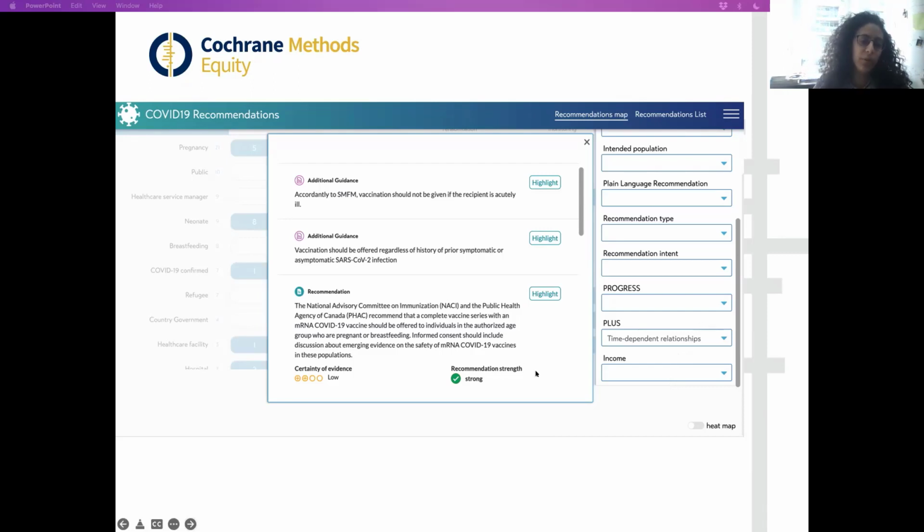And so, for example, this recommendation is by the National Advisory Committee on Immunization in Canada and the Public Health Agency of Canada, and that recommends that a complete vaccine series with an mRNA COVID-19 vaccine should be offered to individuals in the authorized age group who are pregnant or breastfeeding. Informed consent should include discussion about emerging evidence. And so this was specific to time-dependent relationships.